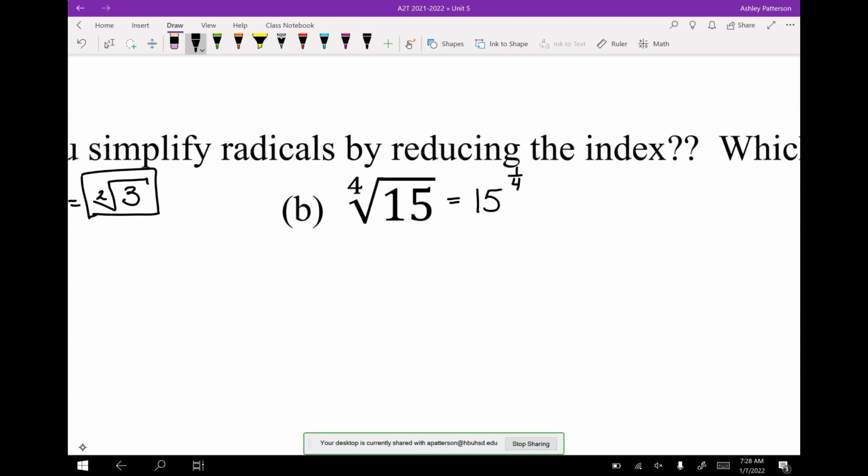Okay, can we rewrite 15 at all? No. So can we do anything? No. Bummer. This is simplified form. But we do need to write it with a rational exponent just to see if maybe we could manipulate it a little bit. But in this case, we couldn't.